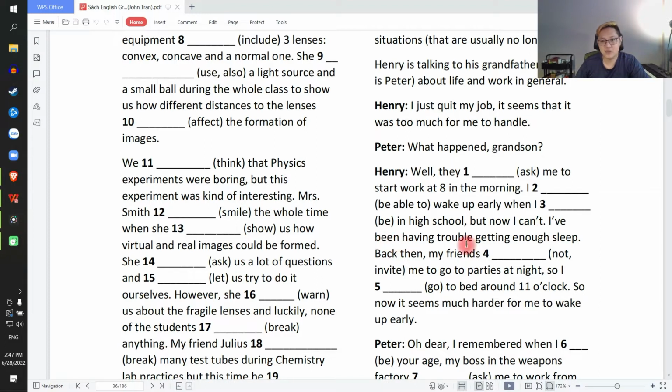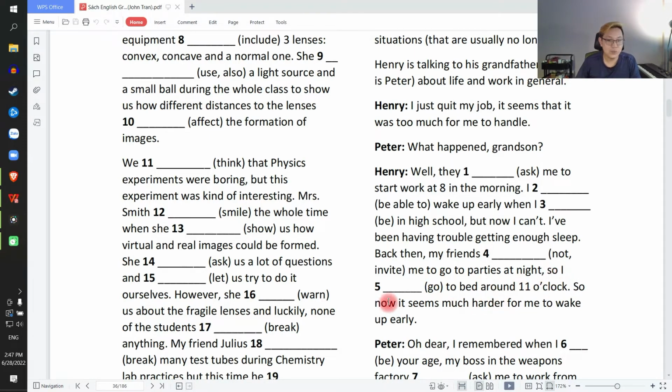I've been having trouble getting enough sleep. Con đã và đang gặp rắc rối trong chuyện ngủ đủ. Back then, my friends didn't used to invite me to go to parties at night.